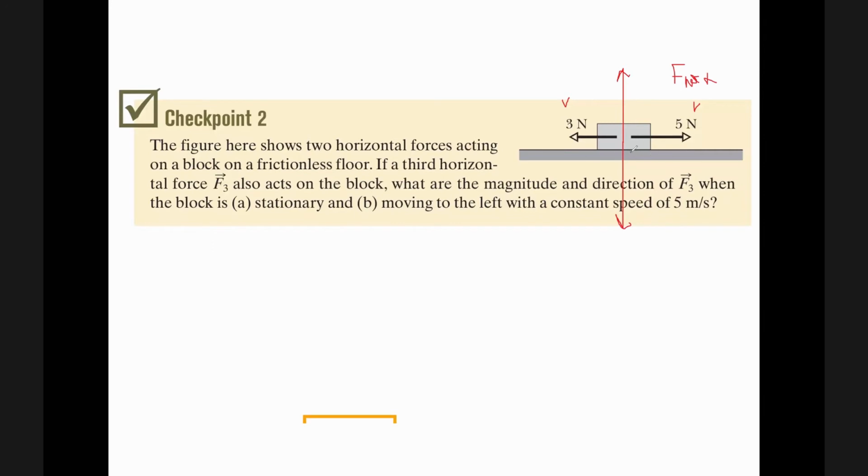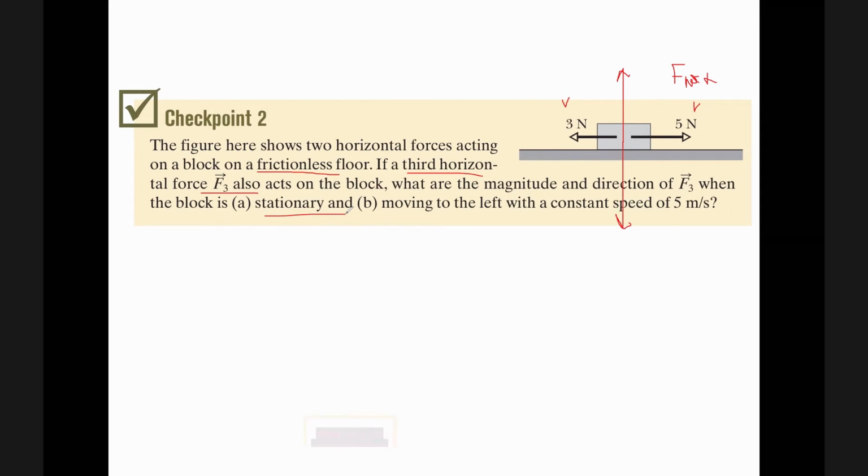The figure shows two horizontal forces acting on a block on a frictionless floor. Friction usually is a horizontal force, but when he said frictionless, it means no friction, so ignore friction. If I add a third horizontal force, F3, acting on the block, what are the magnitude and direction of F3 if the block is to be stationary?